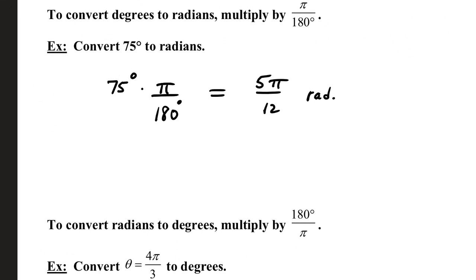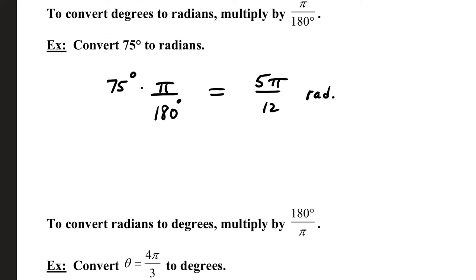To convert degrees to radians, multiply by pi over 180 degrees. Let's convert 75 degrees to radians. If you multiply 75 degrees by pi over 180, 75 divided by 180 reduces to 5/12. So 75 degrees is equivalent to 5 pi over 12 radians.